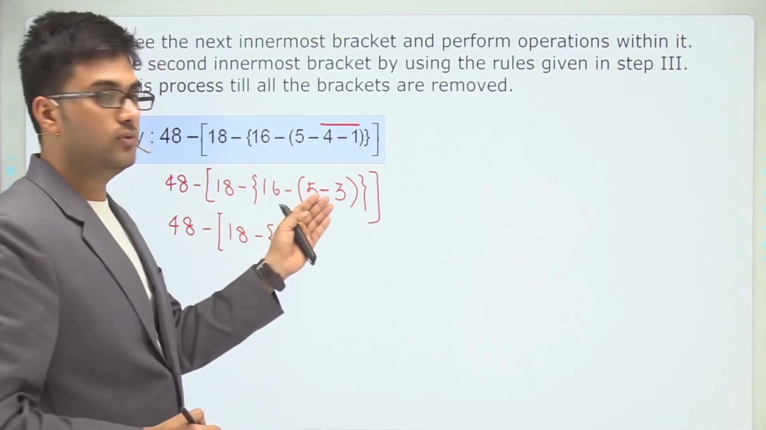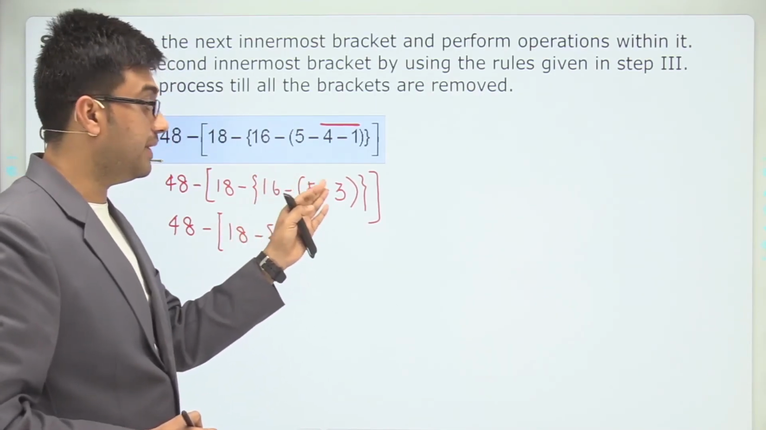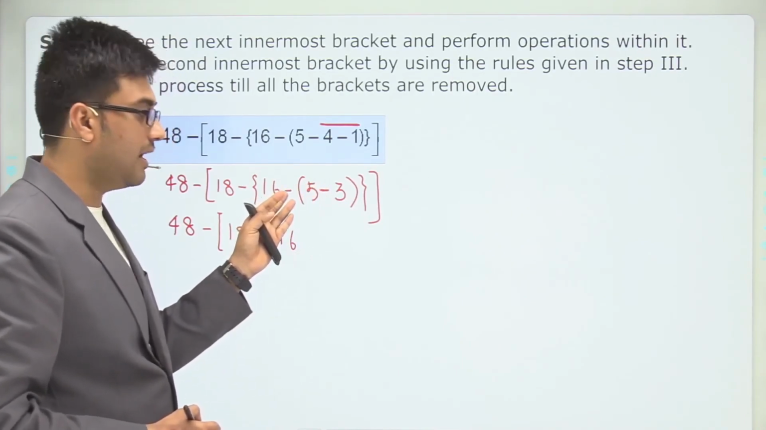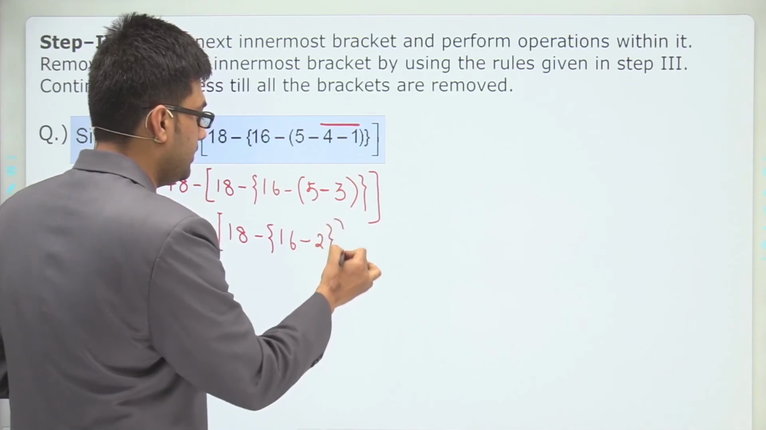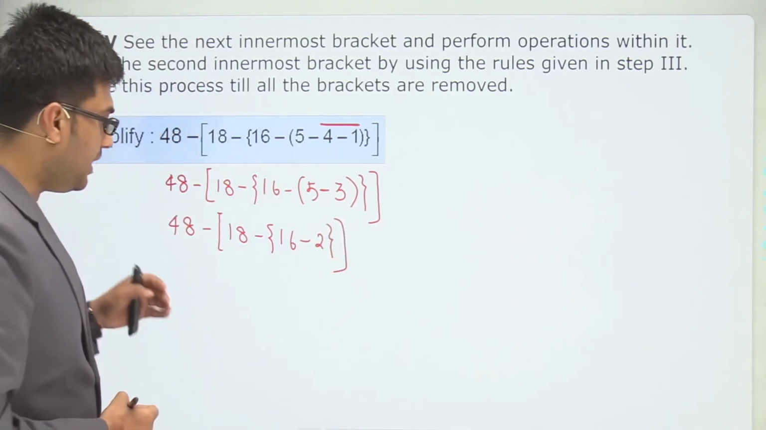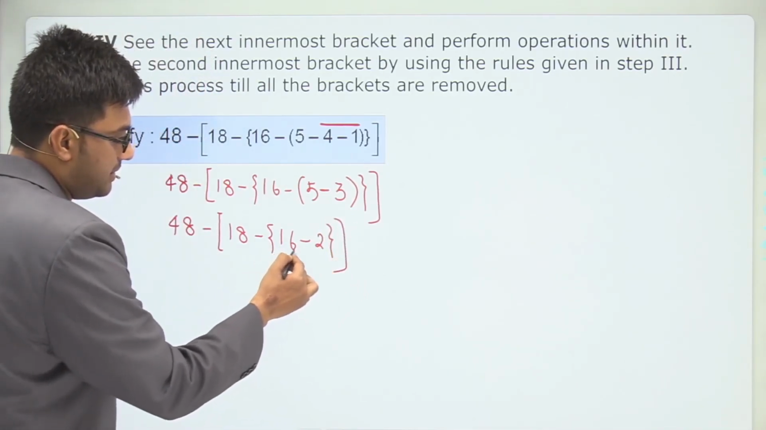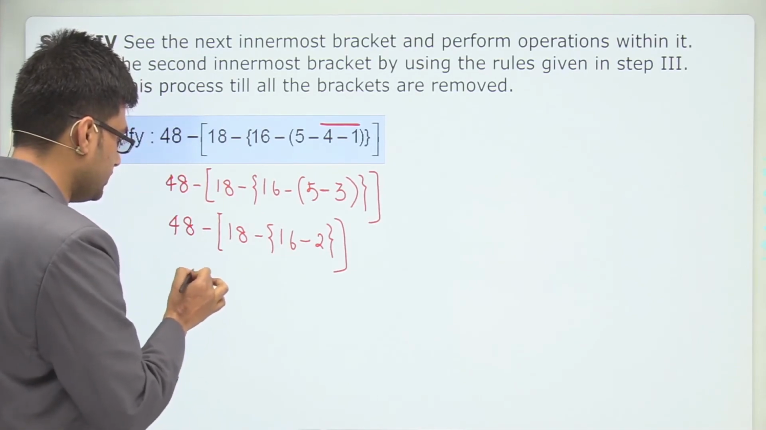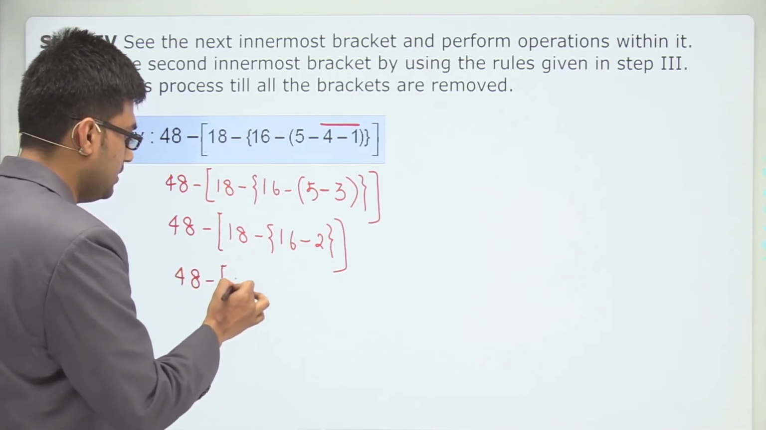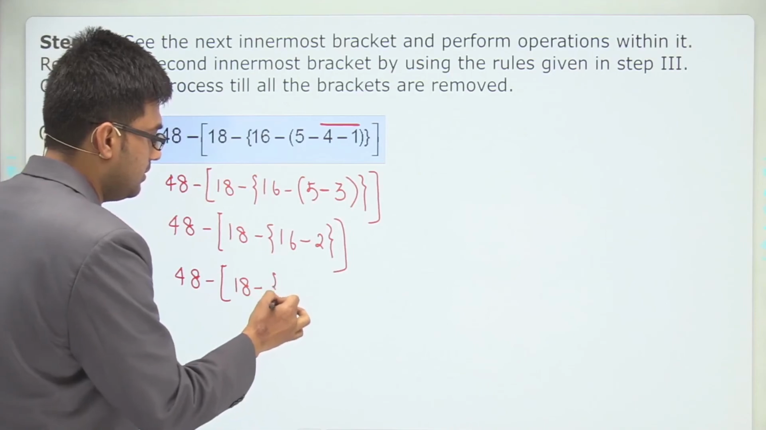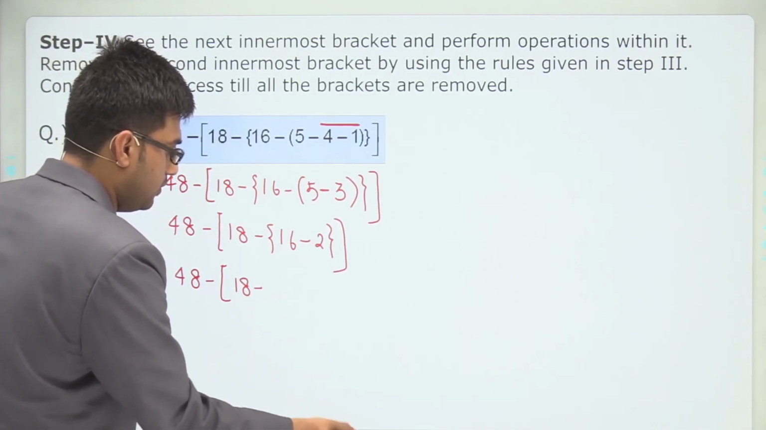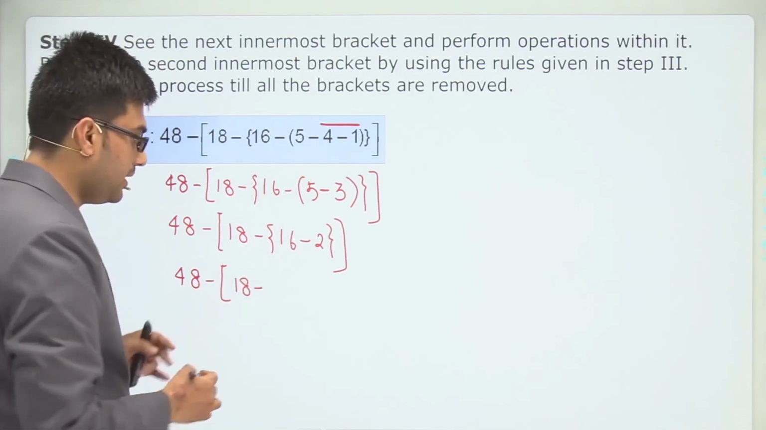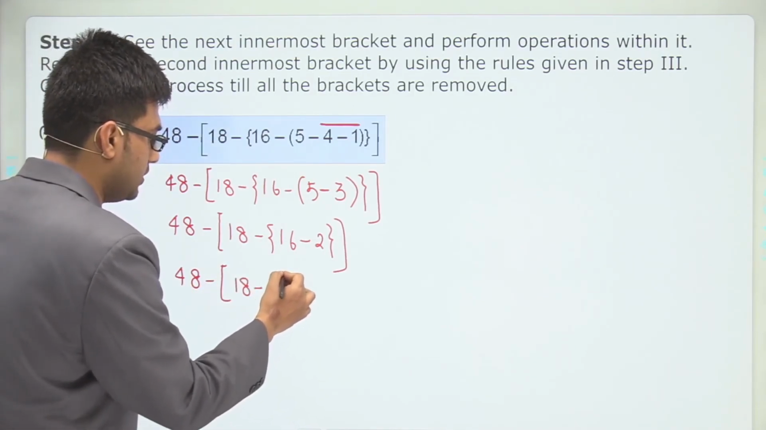Now we have to solve the innermost bracket. 5 minus 3 is what? 2, and here we have minus, so we have to write minus 2. Clear? Now we have to solve the next bracket, that is 16 minus 2. So it is 48 minus 18 minus 16 minus 2. 16 minus 2 is 14, and outside the bracket we have minus, so we have to write minus 14.